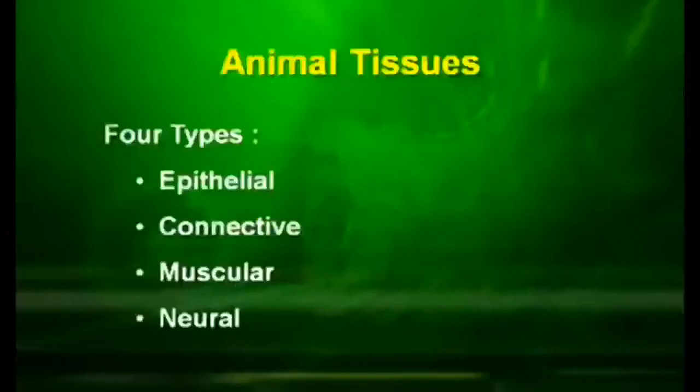In the previous episode, we have dealt with the structural organization in plants, and in case of animals, we'll find that a multicellular organism is made up of a group of cells which is called the tissue. In animals, there are mainly four types of tissues. They are the epithelial tissues, the connective tissues, the muscular tissues, and the neural tissues.